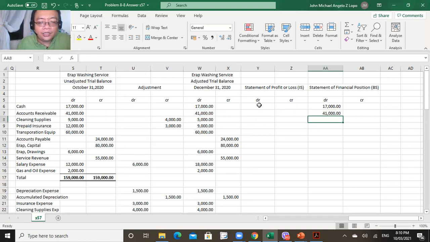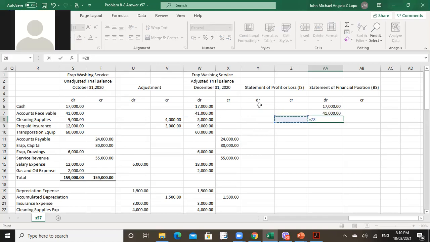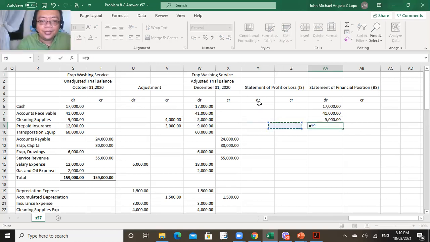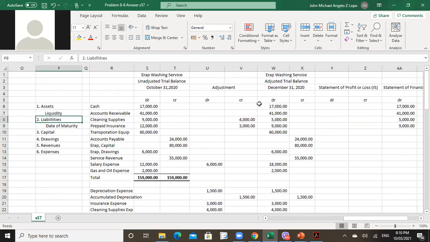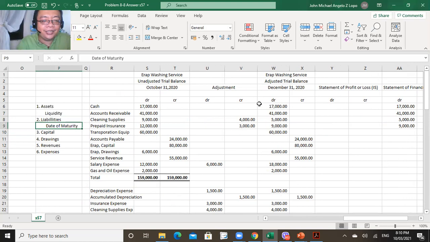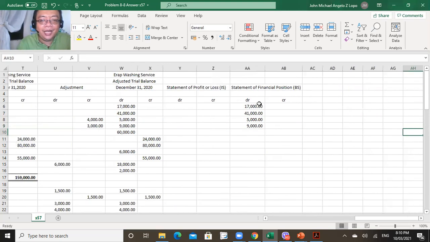All right. Cleaning supplies. Balance sheet. How about prepaid insurance? Also balance sheet. Of course, balance sheet. Take note, because all of this are all balance sheet, up to the capital. Okay, madali lang, no?